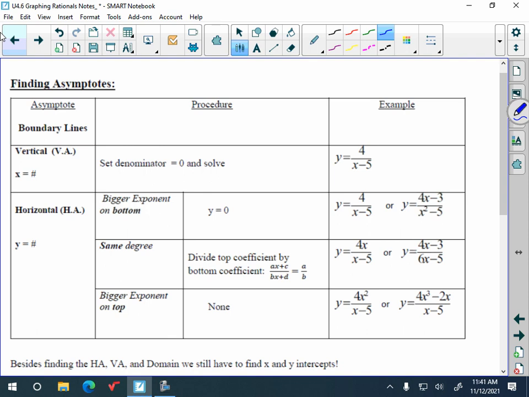We have a vertical asymptote, and it always starts with x equals. And then we have a horizontal asymptote. It always starts with y equals. All right, so to get the vertical asymptote, we can set the denominator equal to 0 and solve, or look for the excluded value.